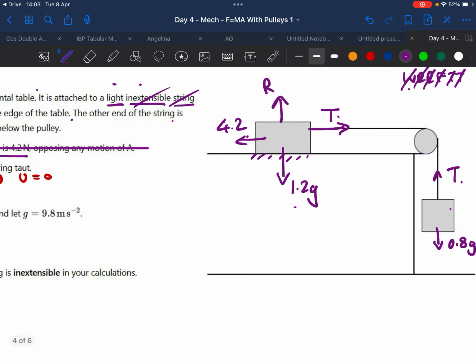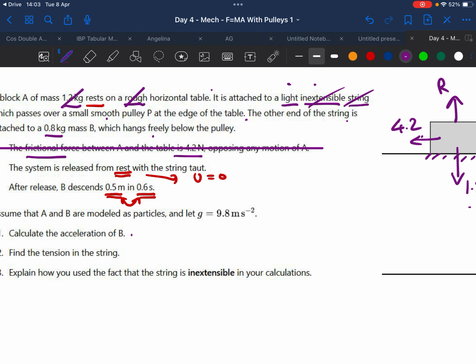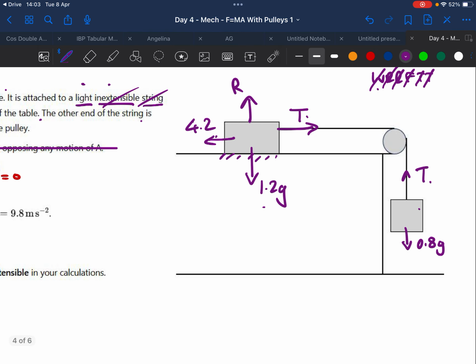Okay, we can go and read the next question, but to be perfectly honest, as we said on the previous slide, for A and for B, we know that we're going to have to write equations of motion. So that's F equals ma for both. Okay, so for A, what's the resultant force?